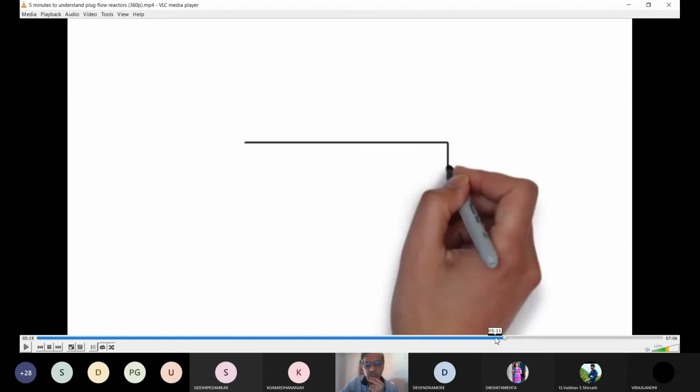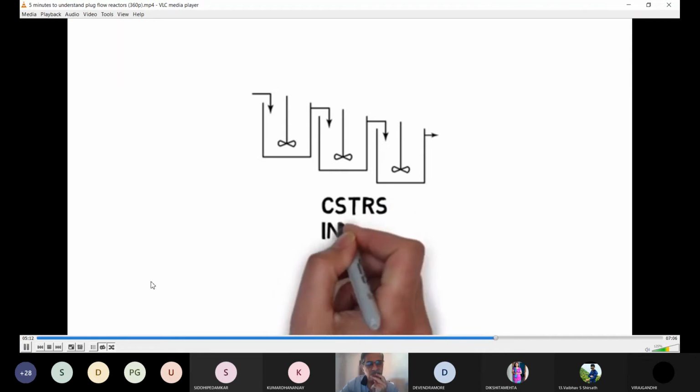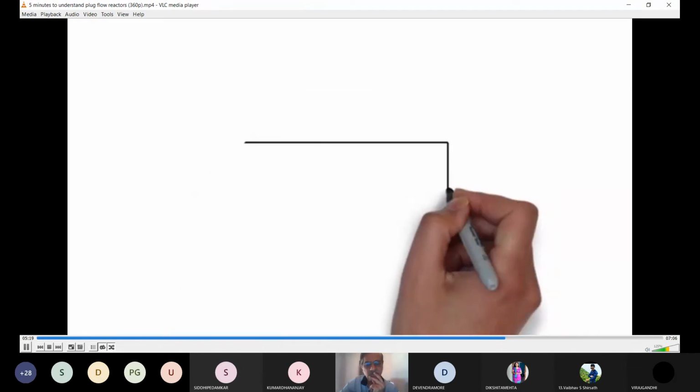So this is what you'll see in, I think, unit 4. If you combine an infinite number of CSTRs in series, it becomes like a plug flow reactor. The more CSTRs we combine, suppose we put 10 CSTRs in series, it becomes like one plug flow reactor, in series so that the exit stream of one reactor is the feed stream of the next reactor.